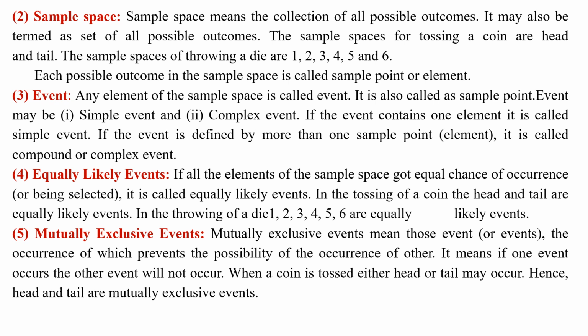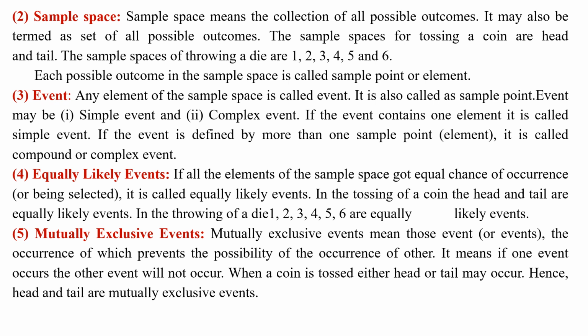2. Sample space. Sample space means the collection of all possible outcomes. It may also be termed as the set of all possible outcomes. The sample space for tossing a coin is head and tail. The sample space of throwing a die is 1, 2, 3, 4, 5 and 6. Each possible outcome in the sample space is called a sample point or element. 3. Event. Any element of the sample space is called an event. It is also called a sample point.